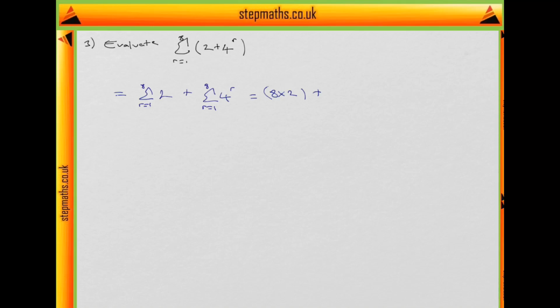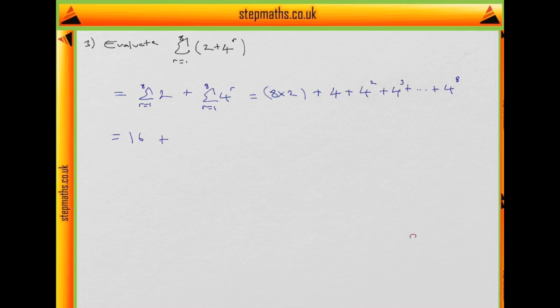Plus, well, this is going to be when r equals 1, 4, plus when r equals 2, 4 squared, plus 4 cubed, plus dot, dot, dot, plus 4 to the 8. Okay, well, this is equal to 16, and now we notice that this is a geometric sequence with ratio 4. Each term differs from the previous one by a factor of 4.